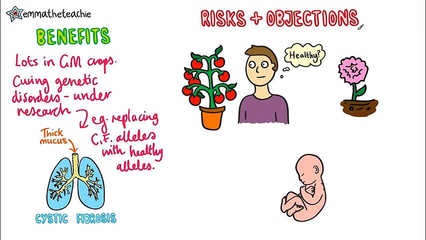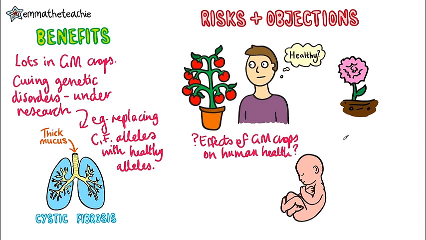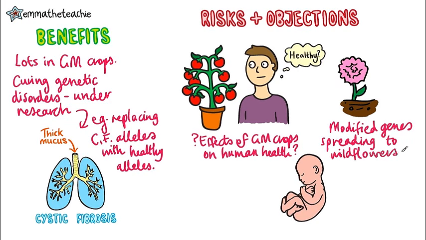However, there are some risks and objections to genetic engineering. Some people are concerned that the effects of eating GM crops on our human health hasn't been fully explored. There's also a risk of the modified genes spreading to other wild plants and flowers. Some GM crops were initially created to be infertile, so it would have a huge impact if these genes managed to spread. But so far, this hasn't happened.